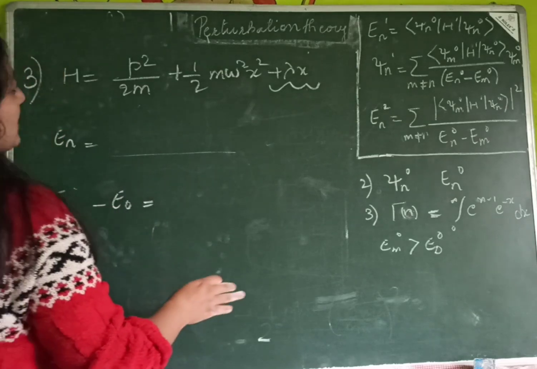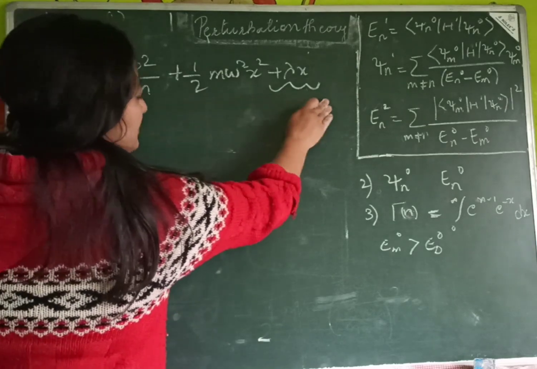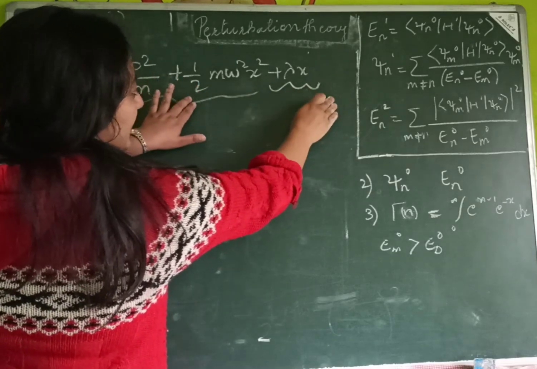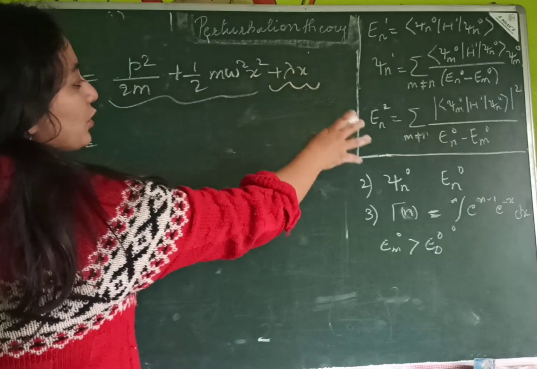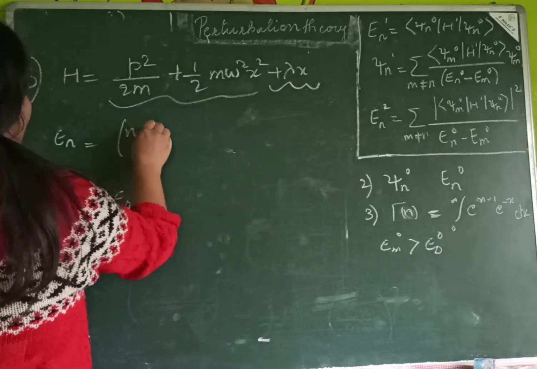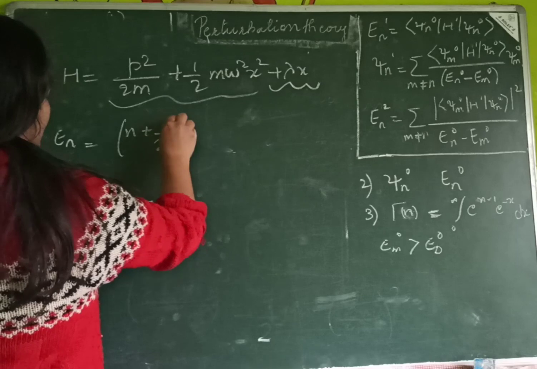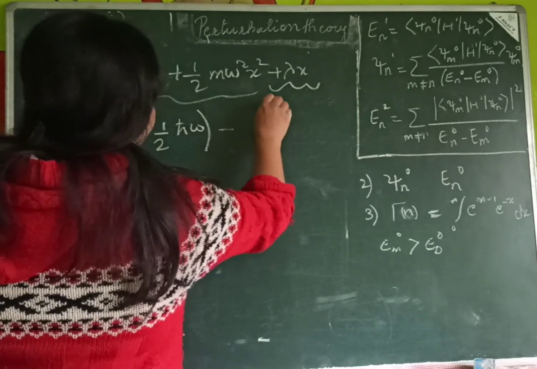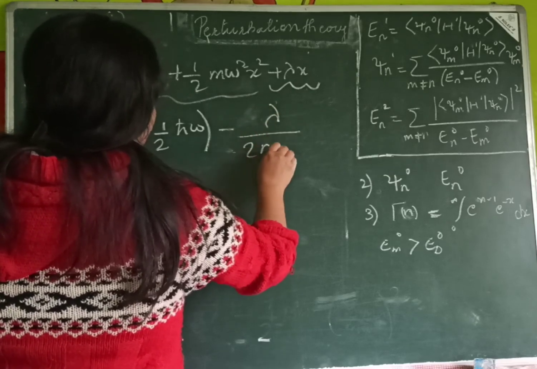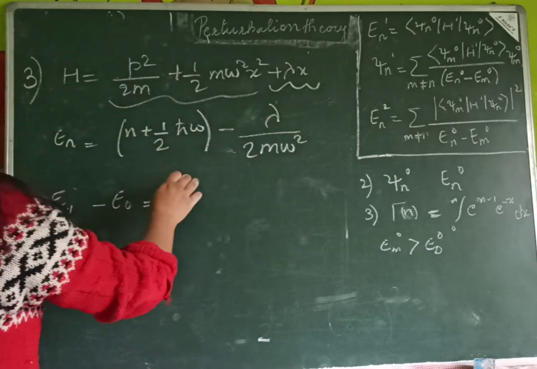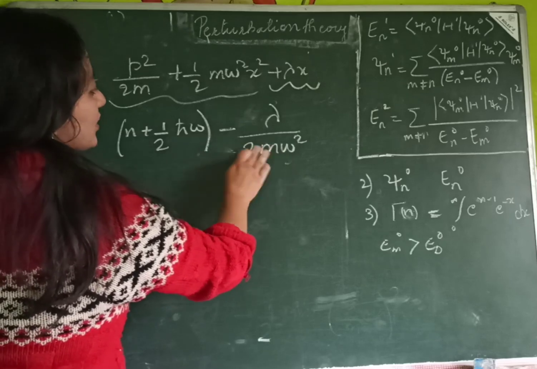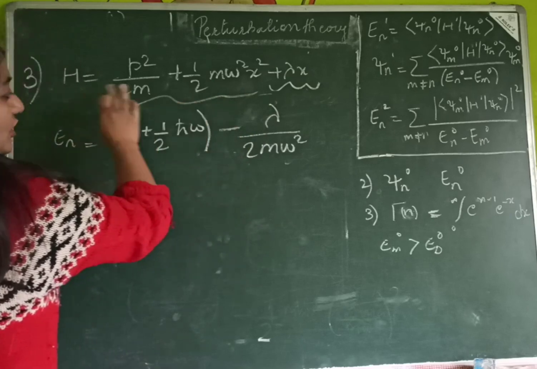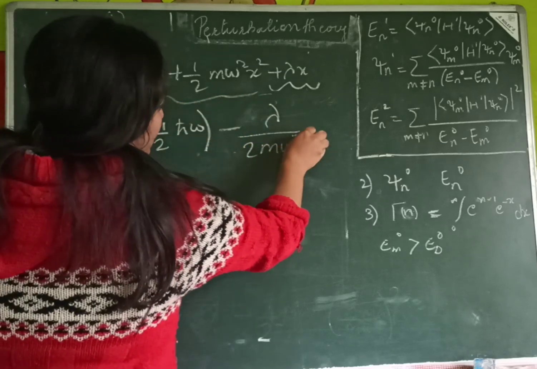Now, I have just done a similar problem, where I expanded this part, made a whole square, and there was some constant left. So that came out to be (n plus half) h cut omega, and it comes out to be minus lambda square by twice m omega square. So this is the first order correction. You can just do whatever was done in your second problem and come out to this.